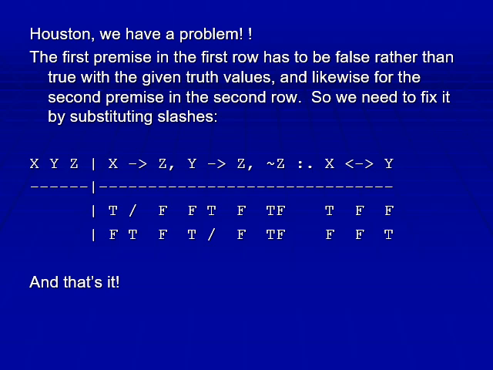We've covered all the possible ways that the conclusion can be false. And it turns out that if the conclusion is false, there's no way to fill in the premises with a consistent set of truth values so that all the premises are true. And so the argument is valid. That's all there is to it.